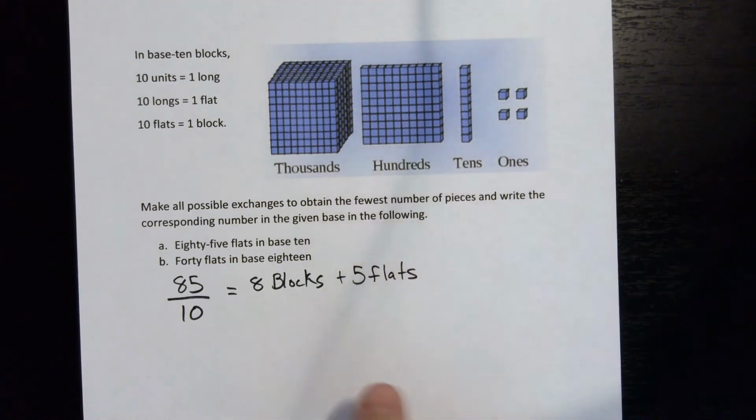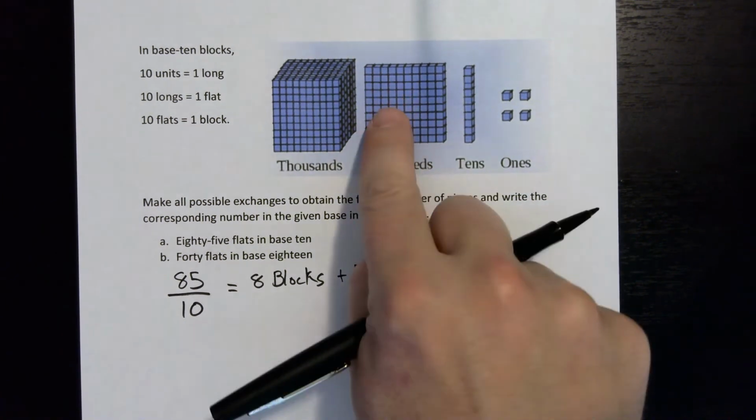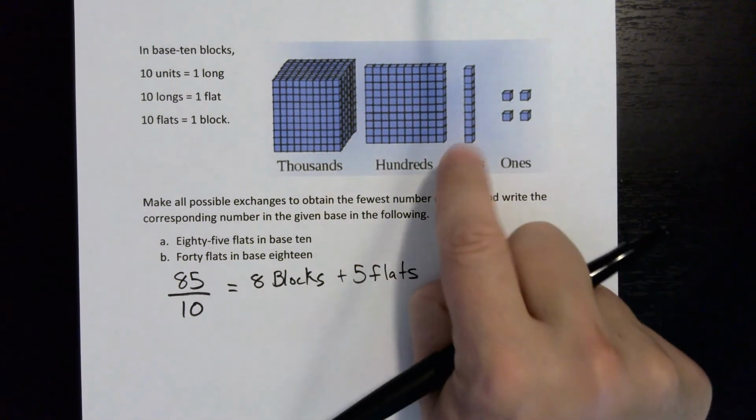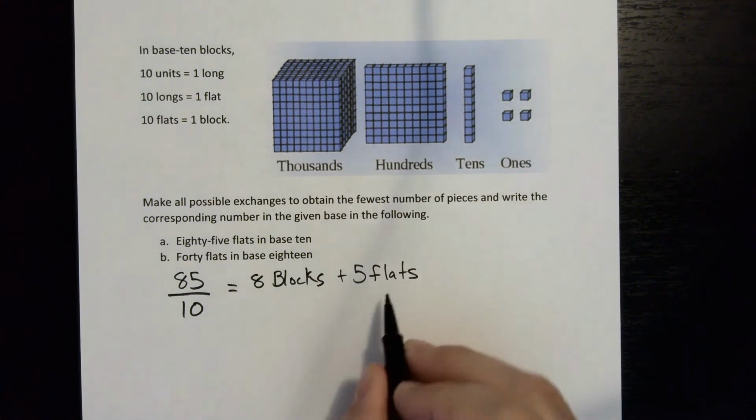Okay, so we can't convert anymore, because if we convert downward, like if we start converting these flats into the longs and the units, then that's just going to be way too many pieces. We want the fewest number, so we have 8 blocks, 5 flats.